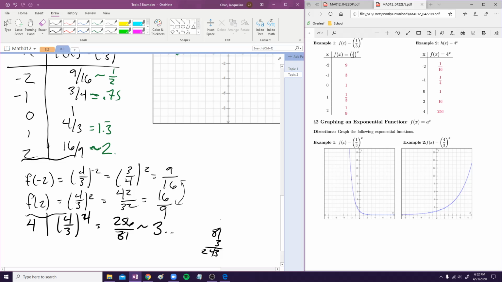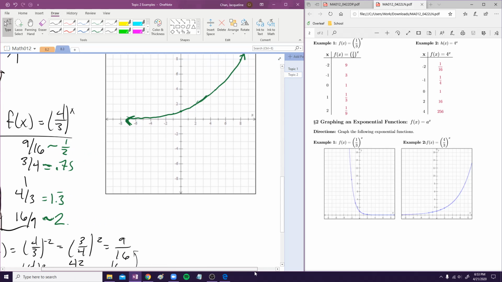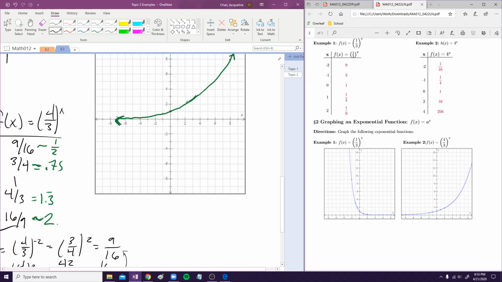Because 243 is less than 256. 256 minus 243, that's just 13. So 13 over 81, I'm not going to calculate that. But just a little above 3. So then you can go up here, find 4, and then just go a little above 3.